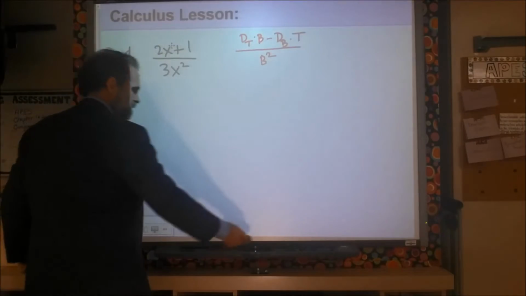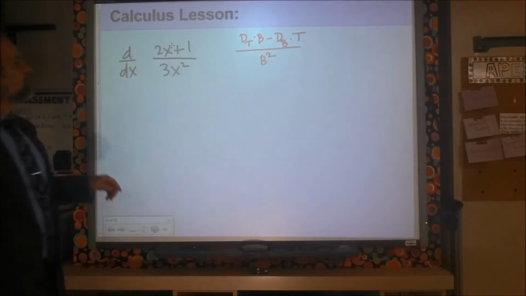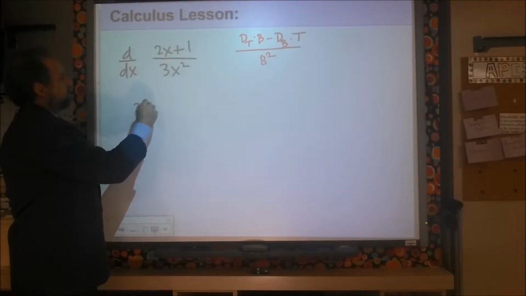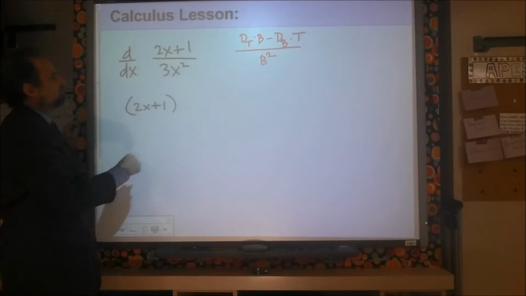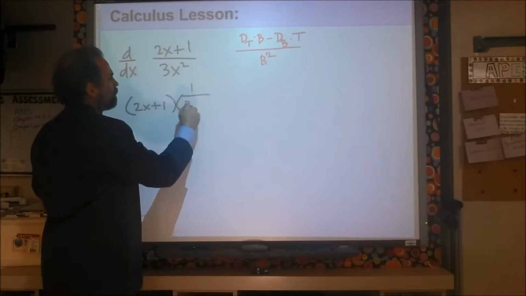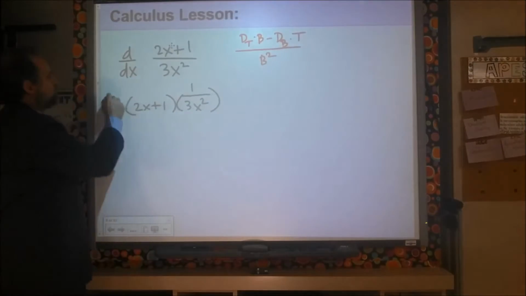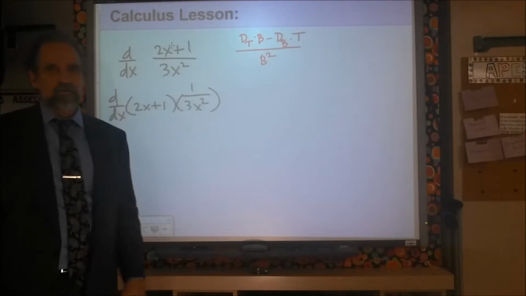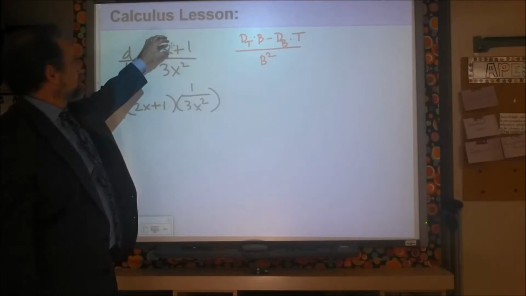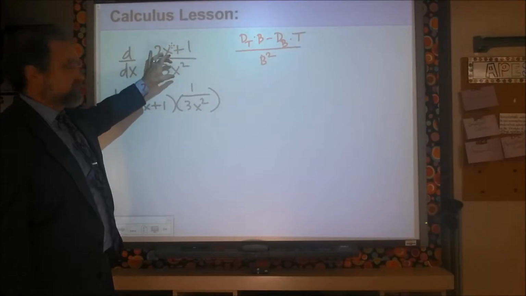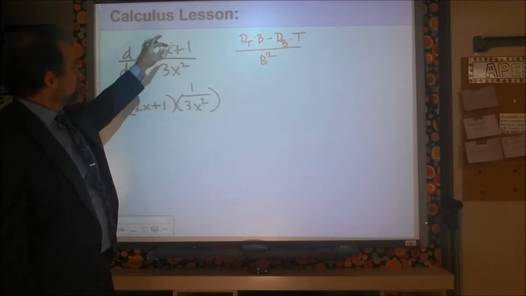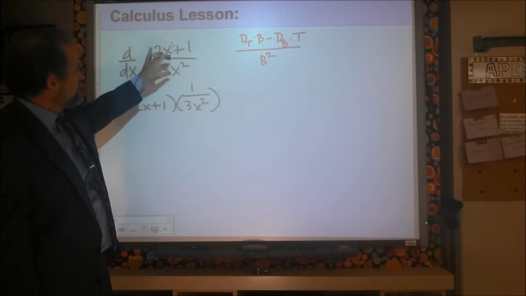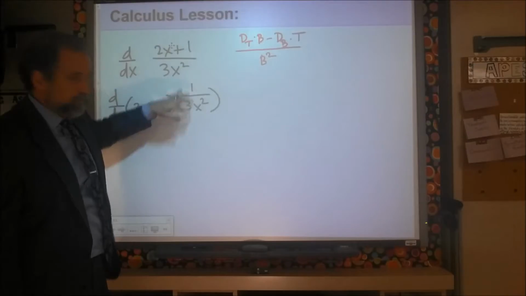All right. Now I want to go ahead and write this as 2x plus 1 times 1 over 3x squared, and I want to do the derivative with respect to x of that. Now it's a product. Remember, I'm saying this function times 1 over, f of x times 1 over g of x. f of x divided by g of x is like f of x times the reciprocal of g of x, which is flipping it upside down.